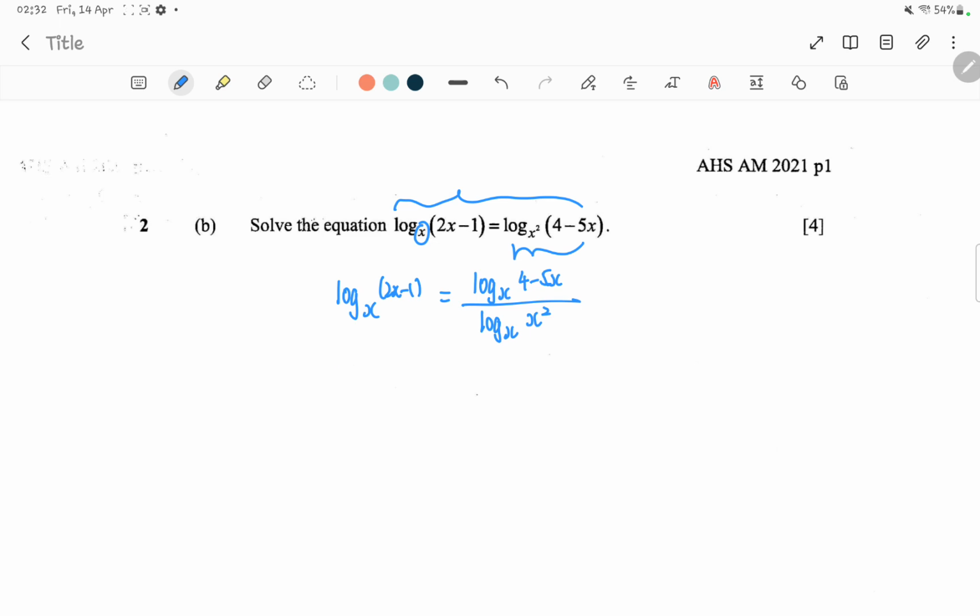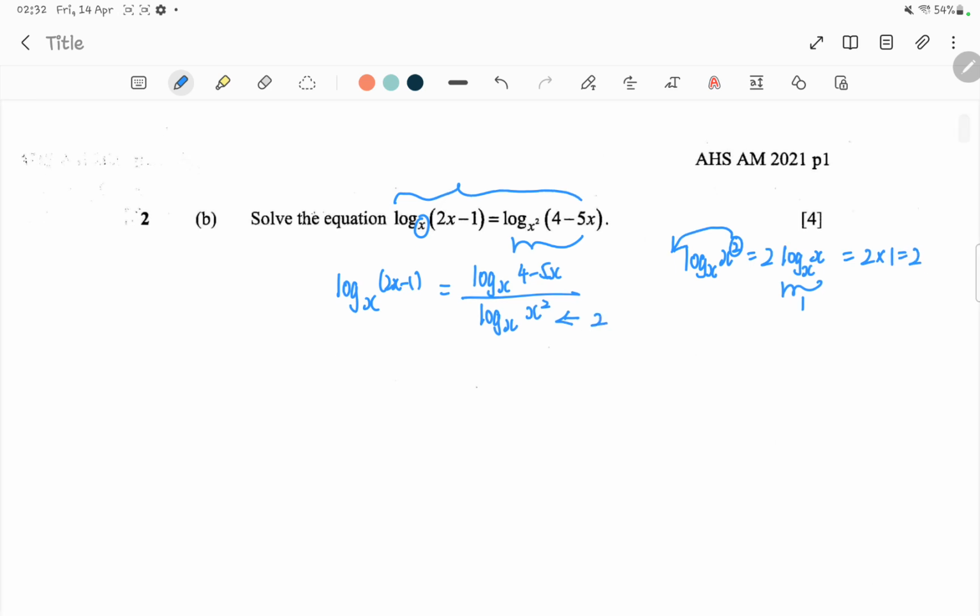And then we can see that over here, this denominator is actually 2. The reason being because log base x squared, I can bring the 2 down using the power law. So this is 2 log x to base x. In that case, we recognize that this is 1. So 2 times 1 equals 2. So that's why this is 2.